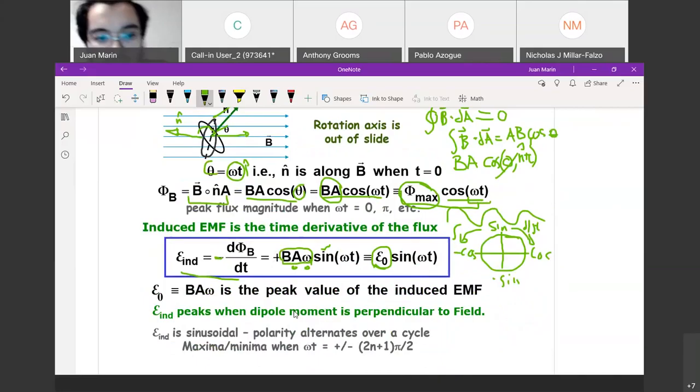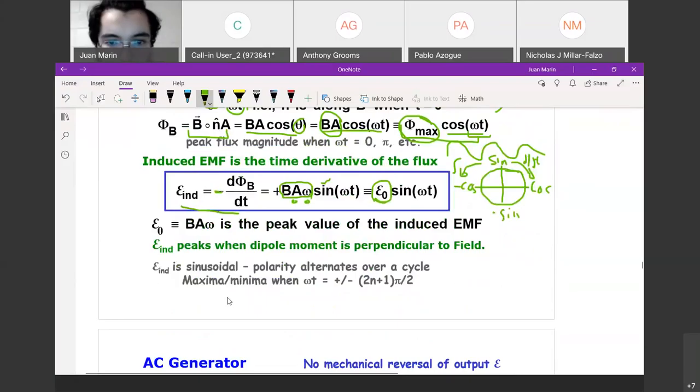So this is the peak value, right? It's EMF naught, but it can also be called EMF max. This is the maximum voltage that you're going to induce. And when it's perpendicular to the magnetic field, that's going to be zero, because the dot product is zero since the angle is 90.